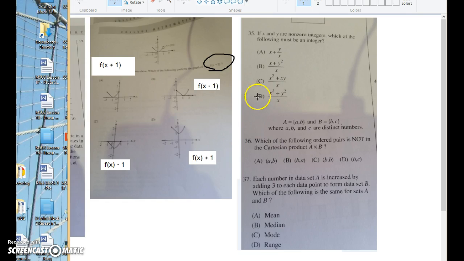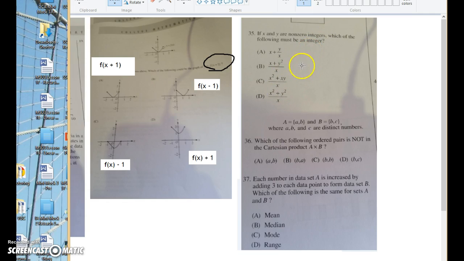Okay. I wasn't sure which question to do over here, so I guess I'll do all of them. Question 35. If x and y are non-zero integers, the Regents love to do this. Like, oh, here are two numbers, but they're actually variables. Which of the following must be an integer? In other words, there has to be no possible way that this is going to give you a decimal or a fraction or something like that.